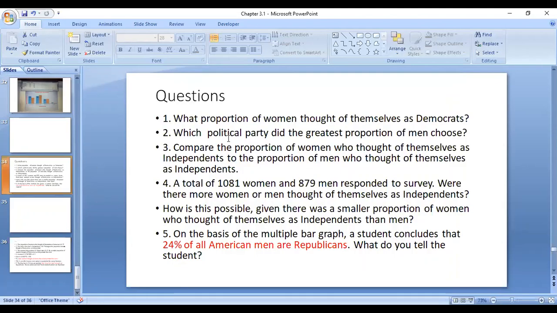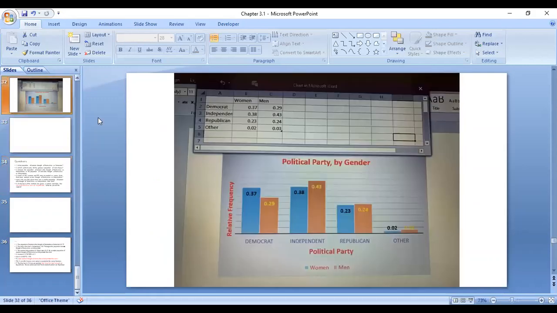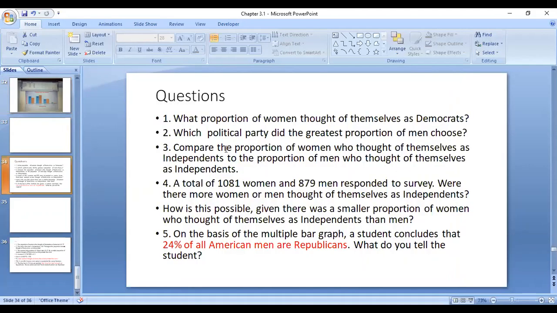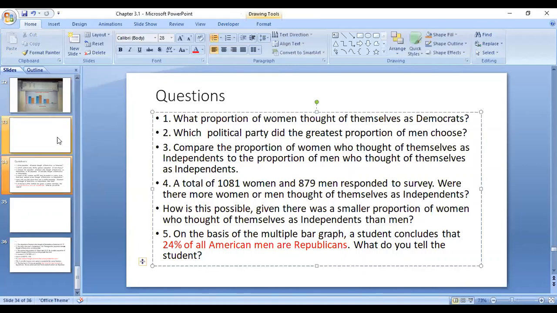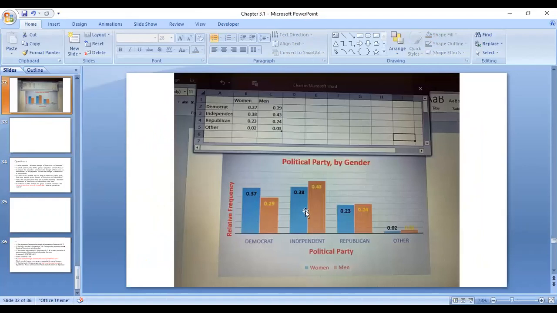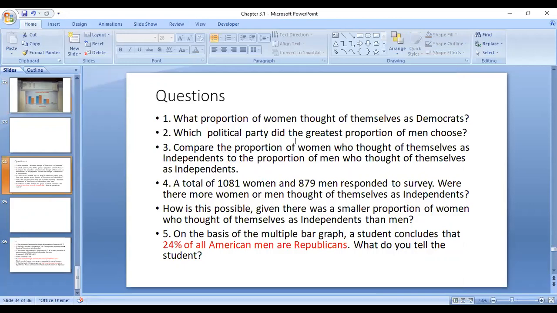The question is what political party has the greater proportion of men. You look on the graph, it is independent. This is 0.43. You look on the graph, it is the highest. That is the question: which political party has the greater proportion of men too? That's independent. Look on the graph, you will see the height of the men, the independent.